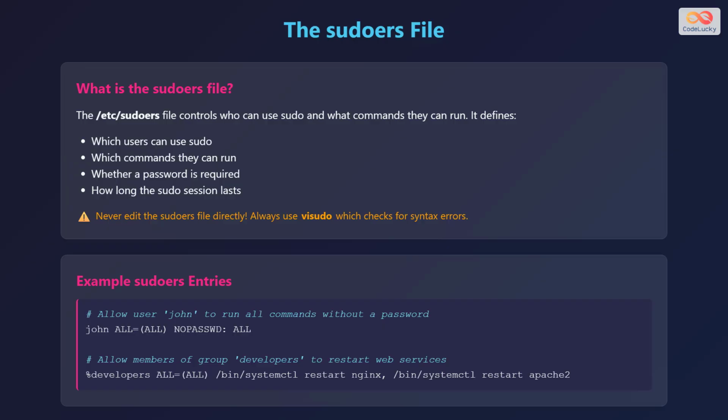Here are some example sudoers entries. Allow user John to run all commands without a password: john ALL=(ALL) NOPASSWD: ALL. Allow members of group developers to restart web services: %developers ALL=(ALL) /bin/systemctl restart nginx, /bin/systemctl restart apache2.